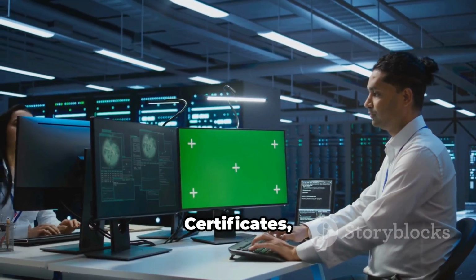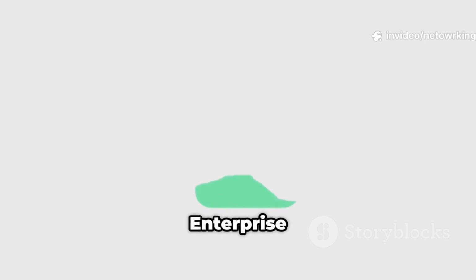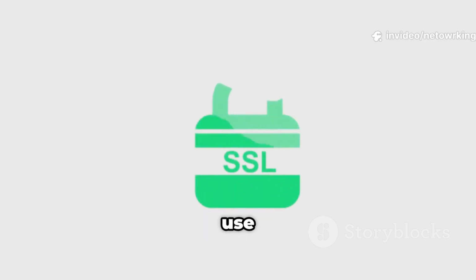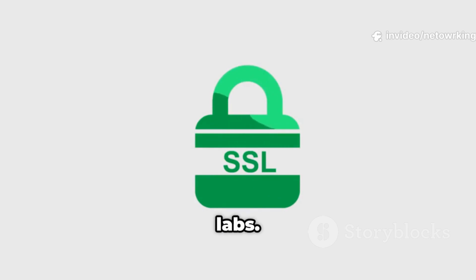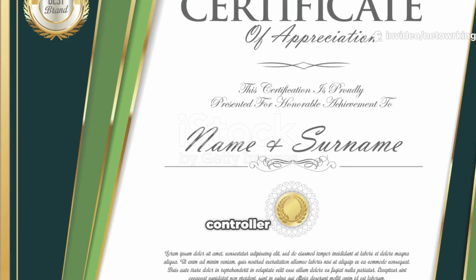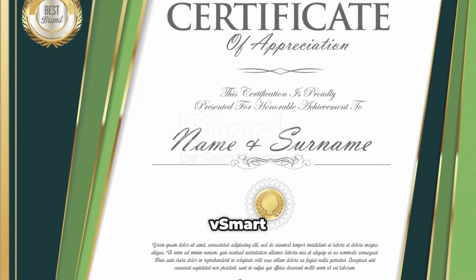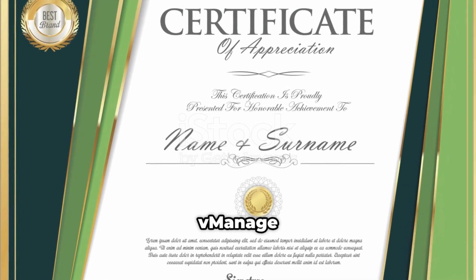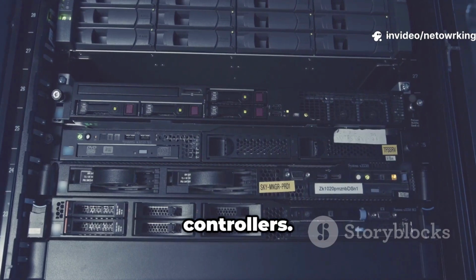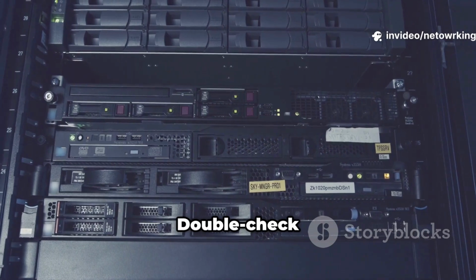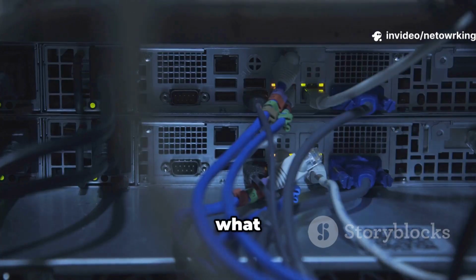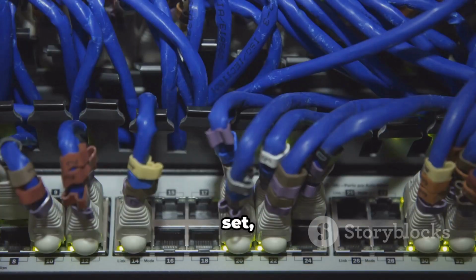In Certificates, change the certificate authority to your enterprise root certificate or use vManage as root CA for labs. Generate and install controller certificates from here so vManage can onboard vBond and vSmart securely. vManage is now ready to onboard other controllers. Double-check the org name string exactly matches what you'll use on vBond, vSmart, and WAN edges. With management and certificates set, proceed to deploy vBond and vSmart.